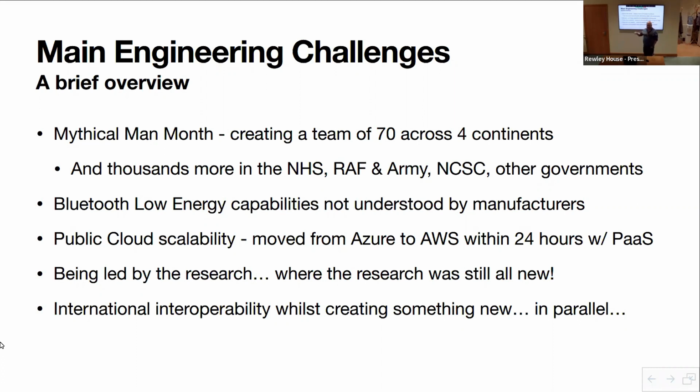We actually talk to the people who've got the problem and then go, well, okay, let's figure out what the best way of answering that is. And that's what we did. That's why we worked with Oxford on it, rather than just say, hey, we've developed this great technology, now we're going to force you to use it. And then international operability, whilst creating something new, and whilst everybody else was creating something new, that was kind of hard to do. It never really happened.